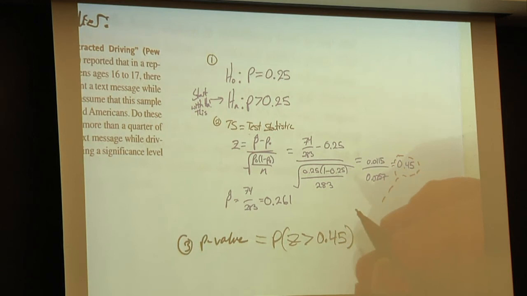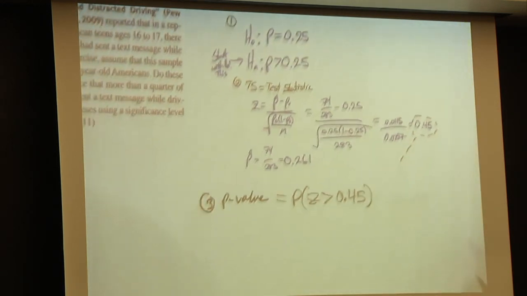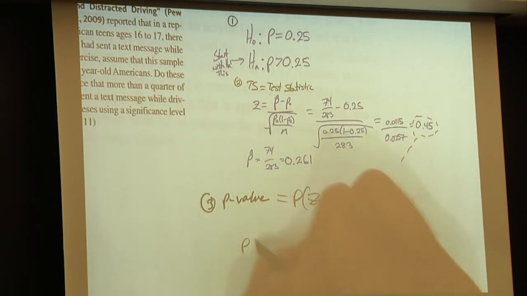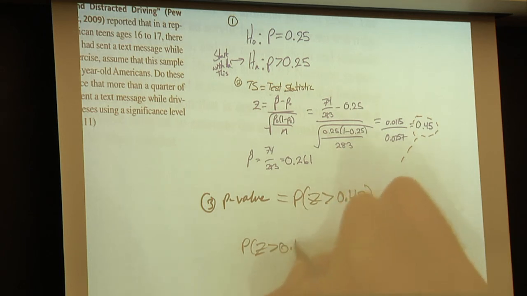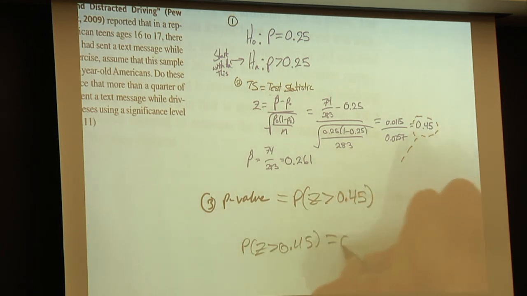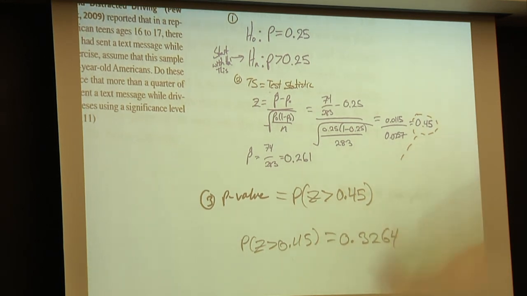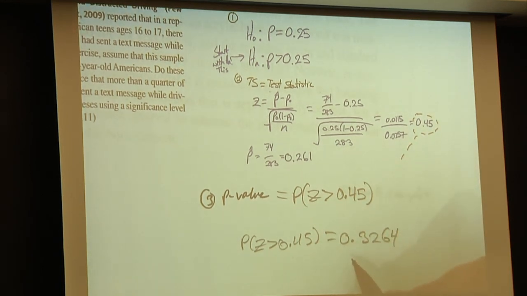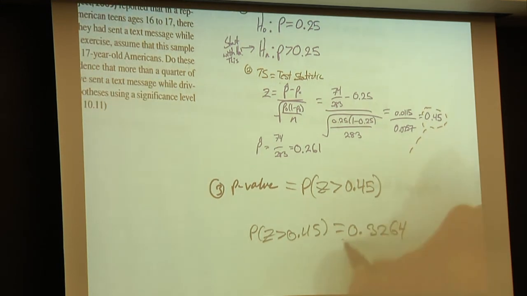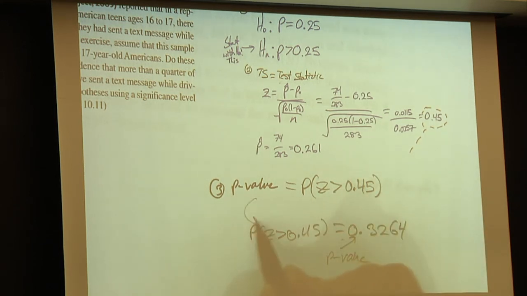Now, you look at your table, you look up the numbers, and you determine that the probability of z being greater than 0.45 is equal to 0.3264. Okay? So you get this number. That's your p-value. Simple, right? This is your p-value. Remember, because the p-value equals this statement here.